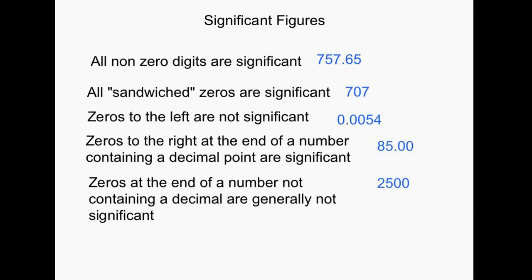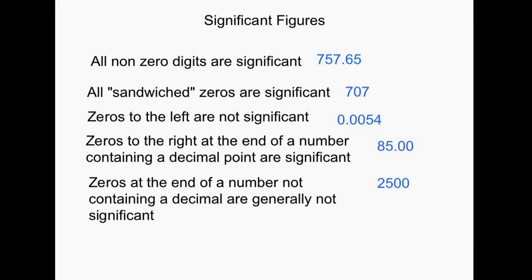In our next example, any zeros that are to the left and not sandwiched at all are not significant. So in our example here, these zeros do not count. There are only 2 significant digits, the 5 and the 4.